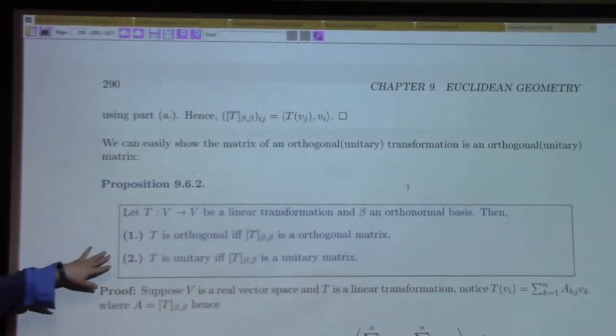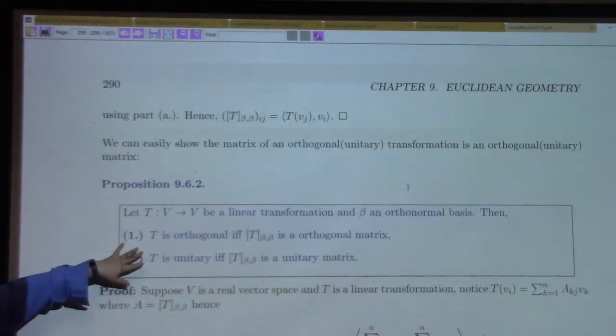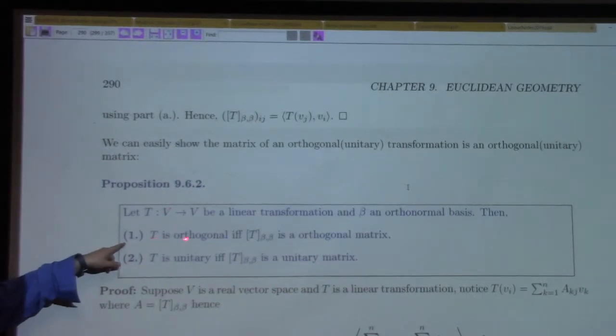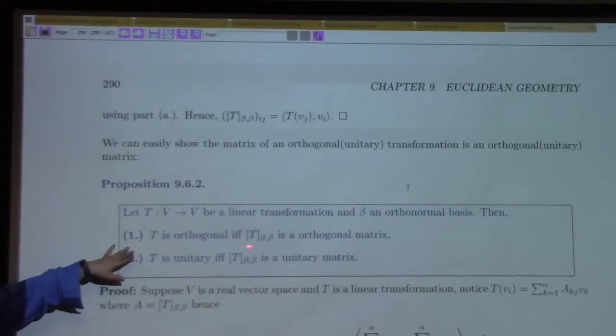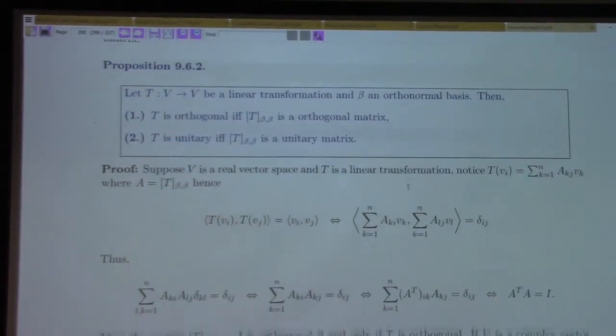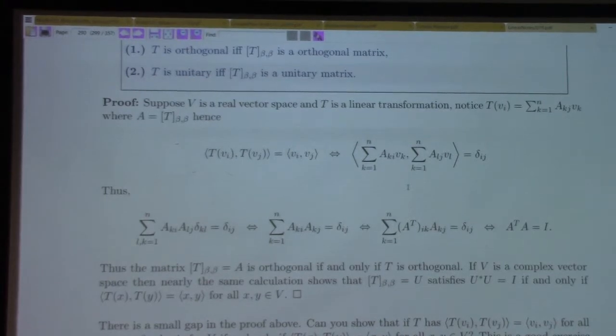I already proved this for you carefully, but I cheated. Instead of letting it be an abstract vector space, I used Rn or Cn to reduce clutter. But if you work it out for a basis, if you have an orthogonal transformation, it's got an orthogonal matrix with respect to that basis, but the basis has to be an orthonormal basis to make this true, and likewise for the unitary case. If you look at the proof, it's really just what I did sorting through a basis.